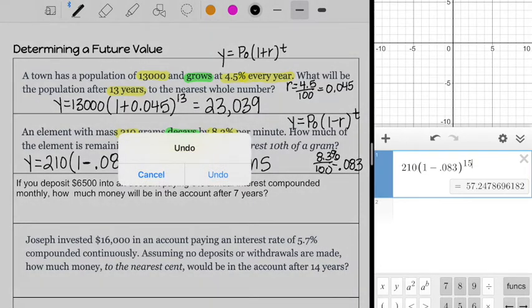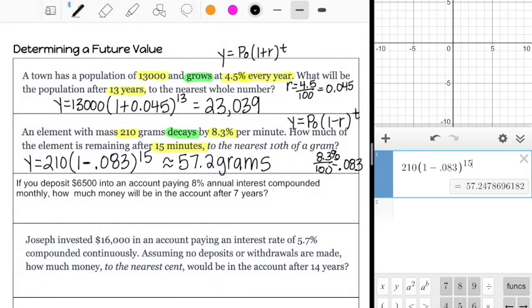All right, so next example I have, if you deposit $6,500 into an account and it's paying 8% annual interest compounded monthly, how much money will be in the account after 7 years? So this one, the key phrase here is compounded, and it told you how it's compounded, monthly. So we're going to use our compounded formula. So remember, the compounded formula is very similar to the growth formula, except my rate is divided by the compound and raised to the compound times t.